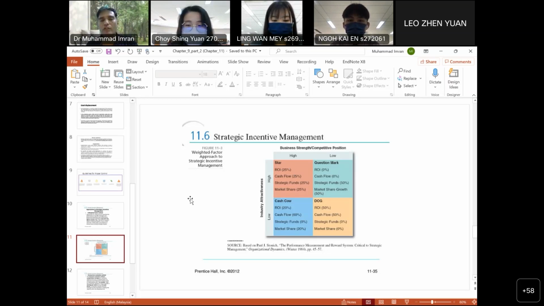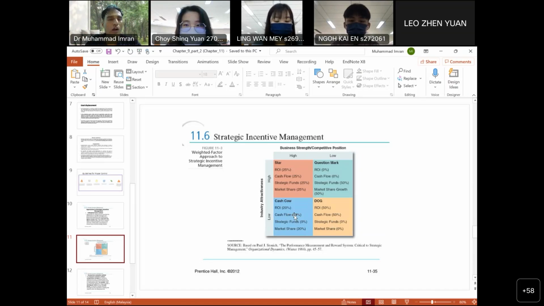How about the cash flow? The growth is decreasing, but cash flow is okay. They are just taking the money. They are not going for growth and further development, because it is decreasing as compared to star. But they have more cash flow. They are just using their cash, eating it.